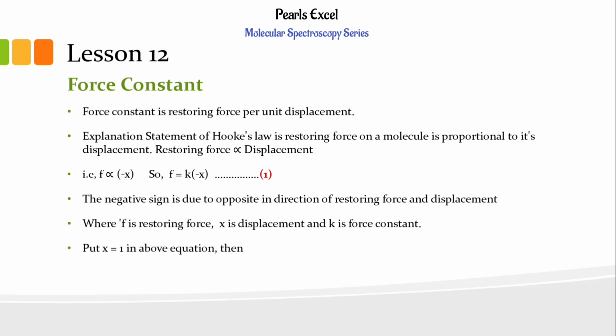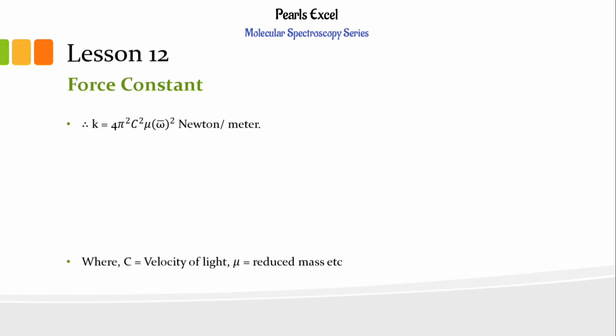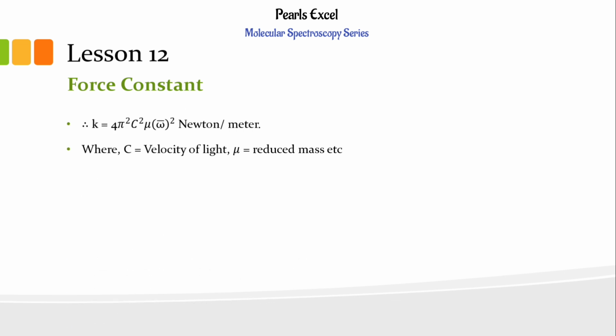Now, put x equal to 1 in the above equation, then F is equal to K. Now consider the equation of vibrational frequency: omega bar is equal to 1 upon 2 pi c times the square root of K upon mu. Now rearrange this equation for K. So you will get K is equal to 4 pi square c square mu times omega bar square, in Newton per meter, where c is the velocity of light, mu is the reduced mass, etc.